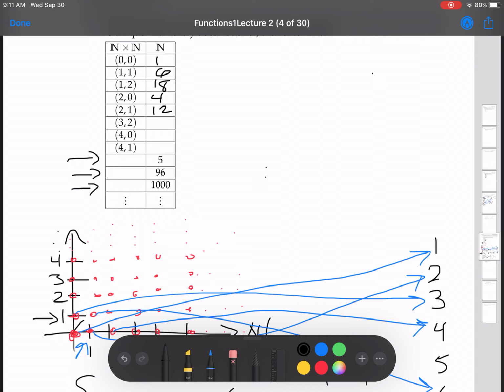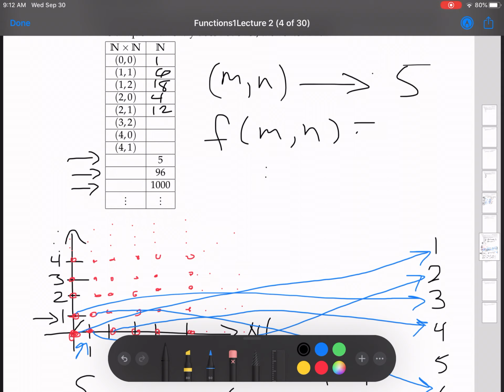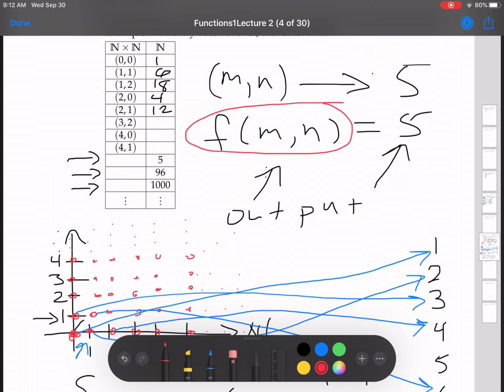Okay, so the way to think about this is we're looking for mn, right? They get sent over to 5, right? So that means that f of mn equals 5. Remember, this is the output. When I say output, I mean the whole thing. f of mn is the output, whereas mn is the input. Mn goes into the function, and out comes f of mn, which happens to be 5 in this case.